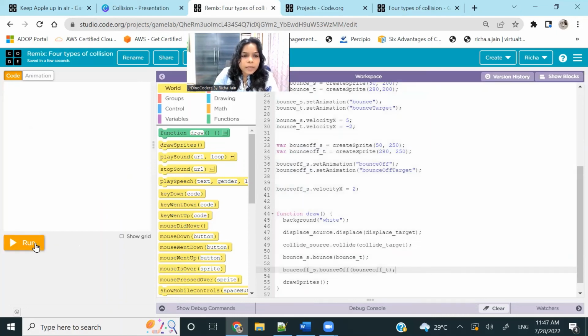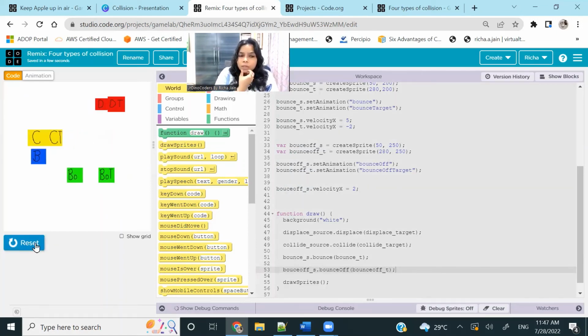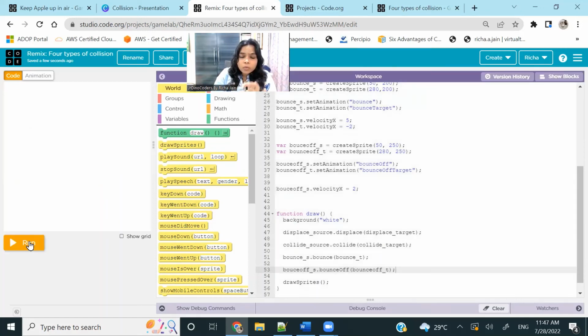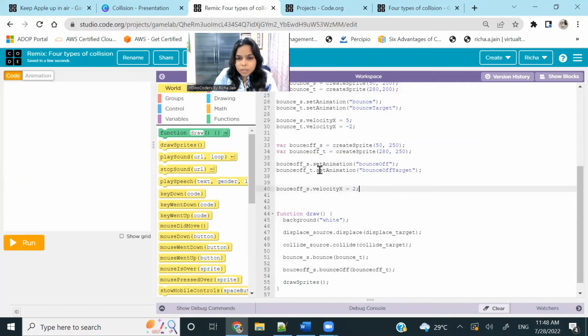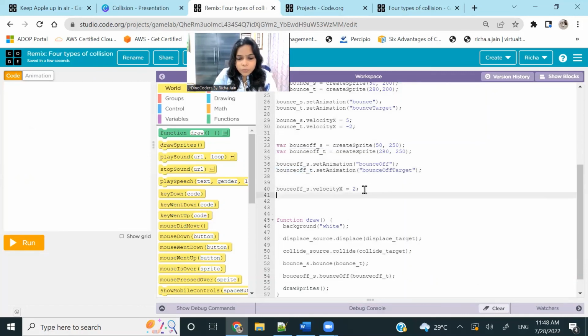Let's reset, run it and see it. Notice the bounce off. Do you see the target still moves with its same original velocity? It is not changing its velocity. While my source, when it collides with the target, bounces in the reverse direction and its velocity may also increase. Here, because it is colliding with an object which does not have any velocity, its velocity is the same. But if it collides with an object which has velocity, its velocity will increase. So let me give some velocity to bounce off target as well and show it to you.